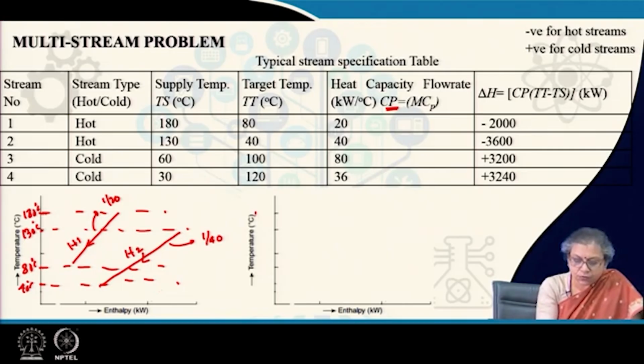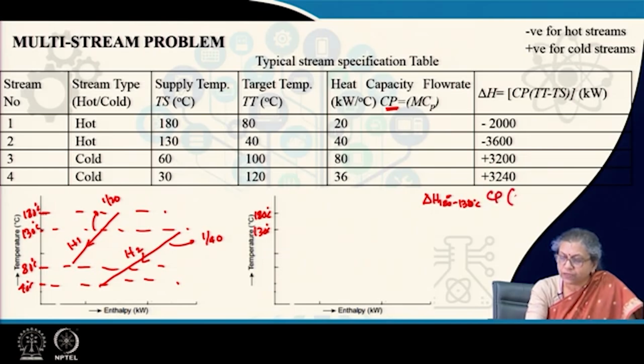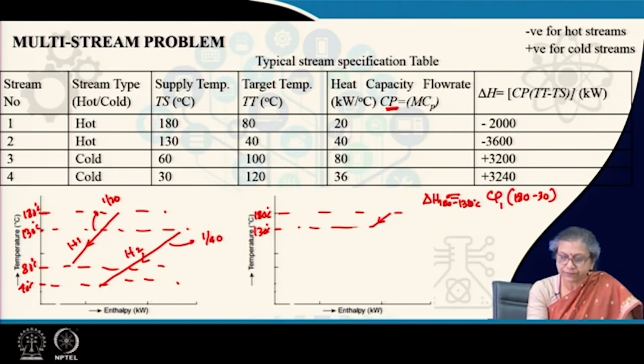From 180 to 130 I find that there is only H1, right. So, therefore, from 180 to 130 there is only H1. So, therefore, delta H from 180 to 130 is simply Cp into 180 minus 130. This is for just stream 1 itself. So, therefore, Cp1, right. So, therefore, for this part definitely I can draw this.